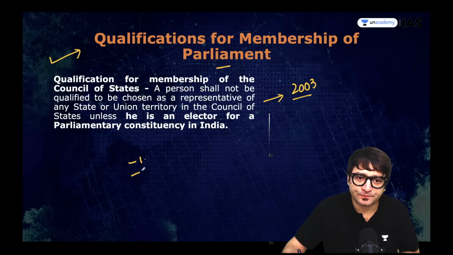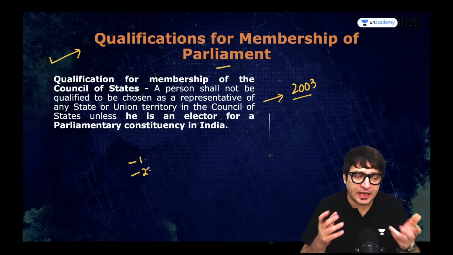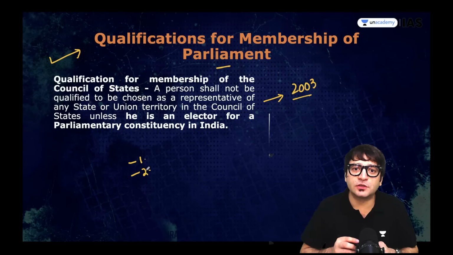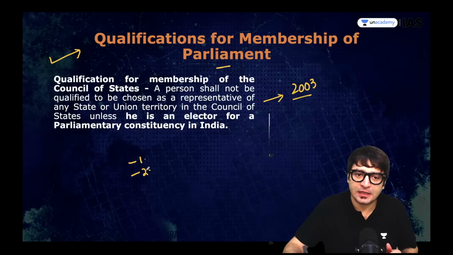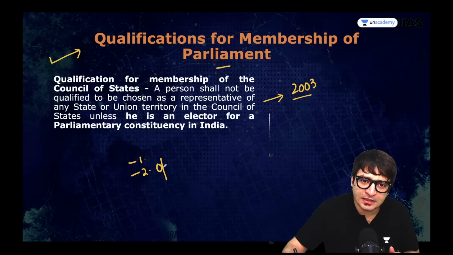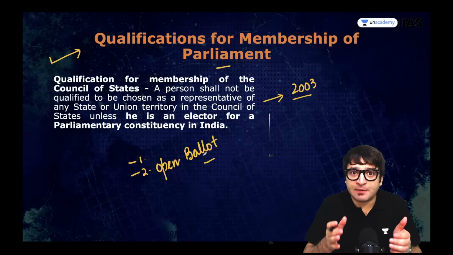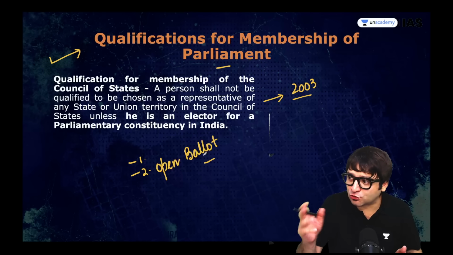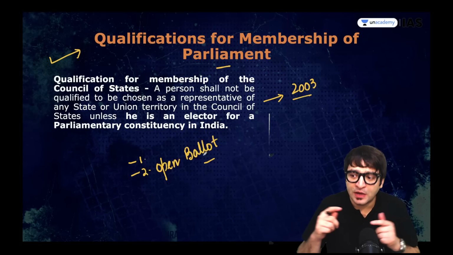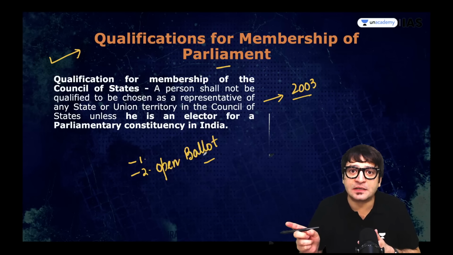Change number two. Previously, the elections to Rajya Sabha would be conducted through closed ballot, secret ballot as we call it. But the change made was, now the election will be conducted through open ballot. Which means if I'm a voter and I have to vote in the Rajya Sabha elections, I have to show my vote to my party's representative so that he or she can get to know whether I'm voting in favor of the party's nominee or I'm cross-voting.